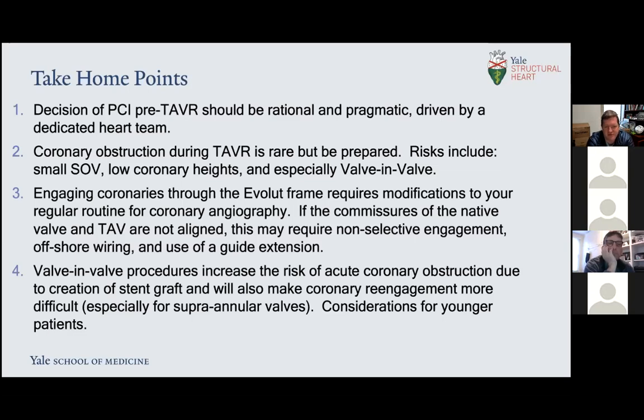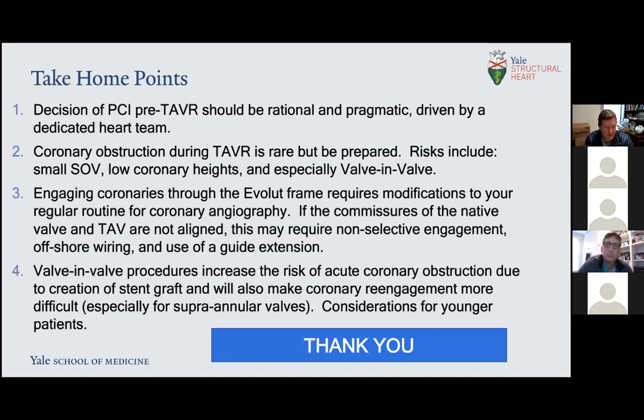And redo valve procedures really increase the risk of coronary obstruction, especially TAVR-in-TAVR procedures, due to the creation of a stent graft, which also is going to make coronary re-engagement especially difficult. And this should be thought about a lot, especially in younger patients when we're thinking they're going to need a redo valve procedure. And after they've had their valve procedure, if we're really with that procedure, either risking coronary obstruction or saying after your valve, we're never going to get back into your coronaries, a lot of thought needs to go into that. So we'll finish there.